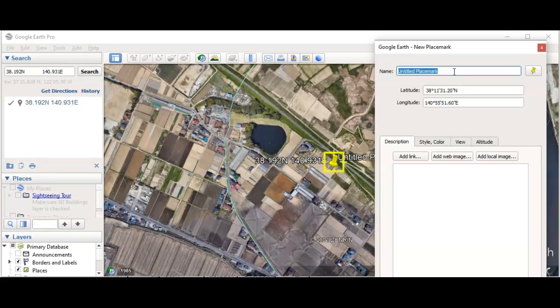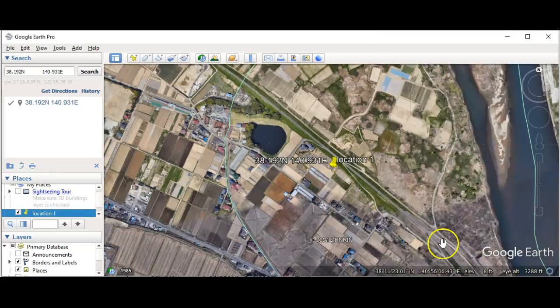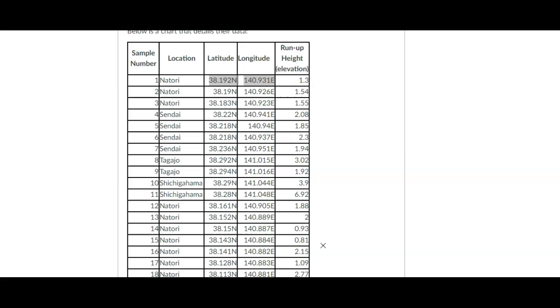Like, which one was the farthest? Oh, it was number 22. Which one was the closest? It was number 1. So this is location 1, so I'm just going to type in location 1 and then hit OK. And now I have location 1. So yes, you're going to have to go back to here and then do another one. So we'll do location 2.